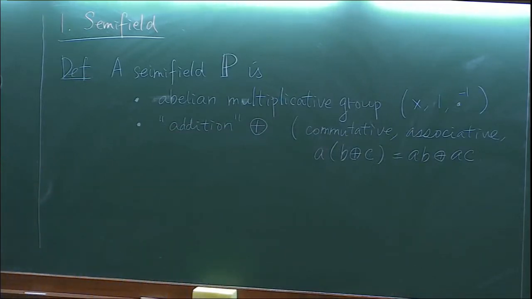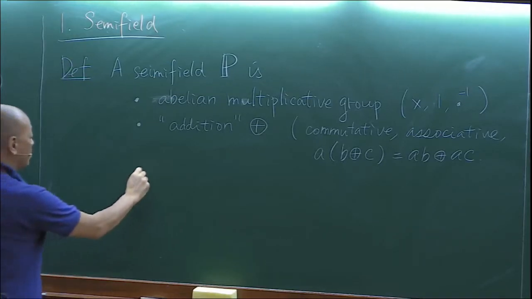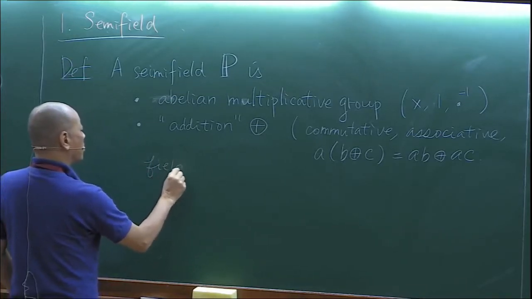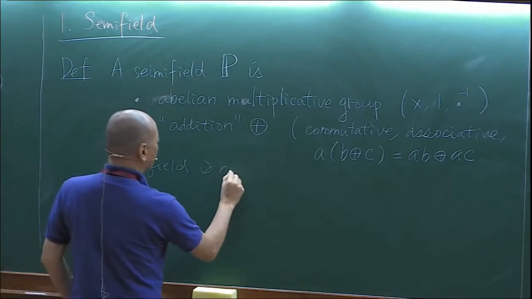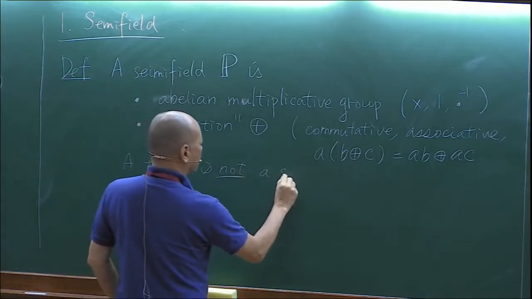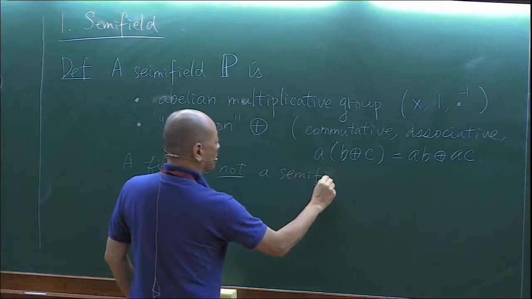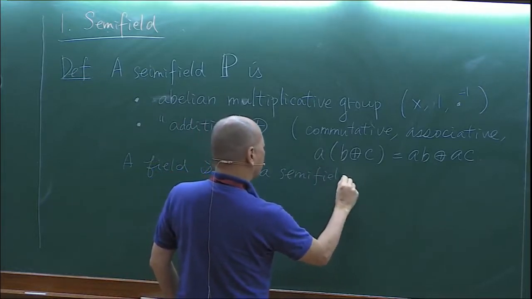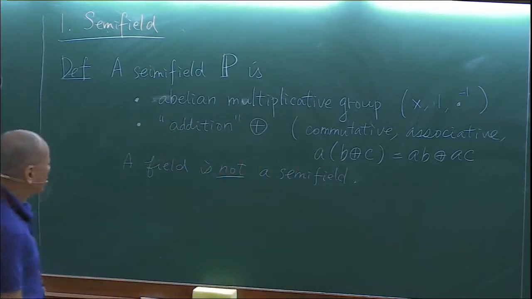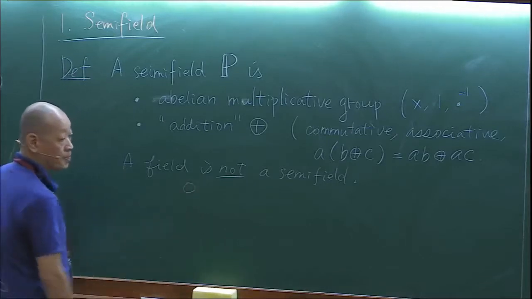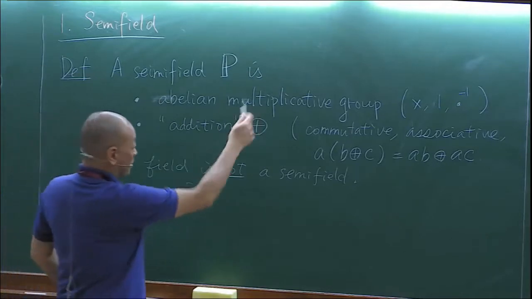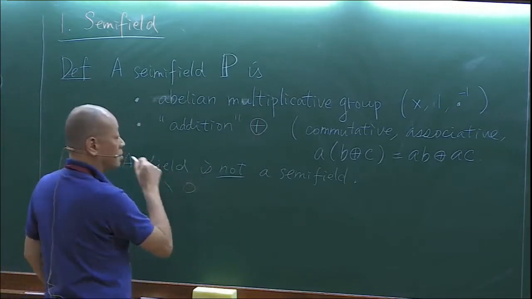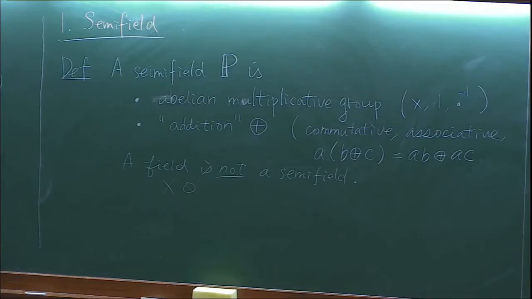So the first main known example of a semi-field is a field itself. Actually, any field is not a semi-field. It's a little bit contradictory as a statement, but because a field includes 0, which does not have an inverse with multiplication, it is not an abelian multiplicative group at all.